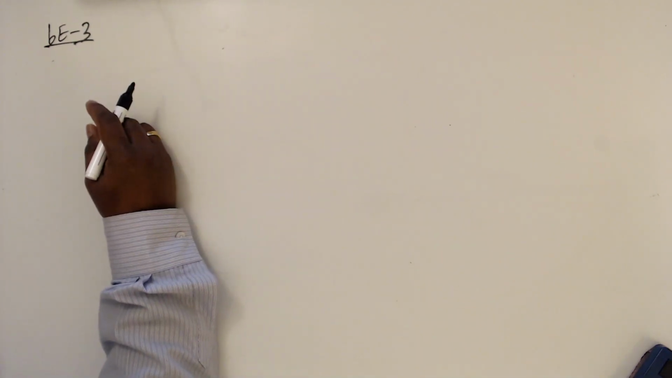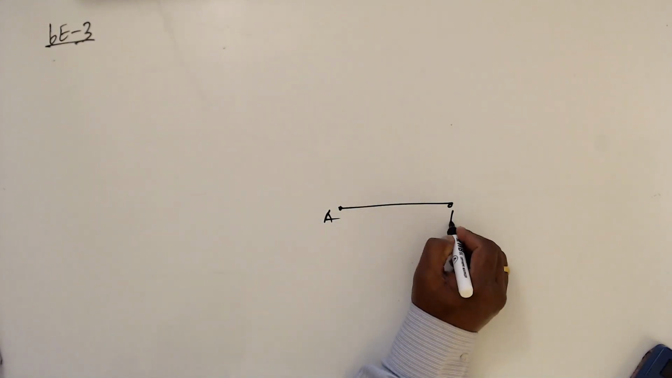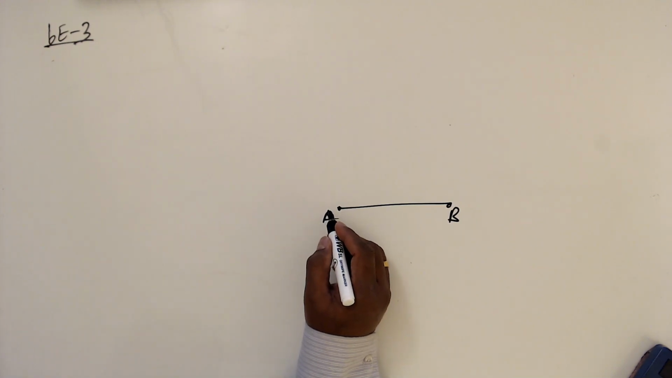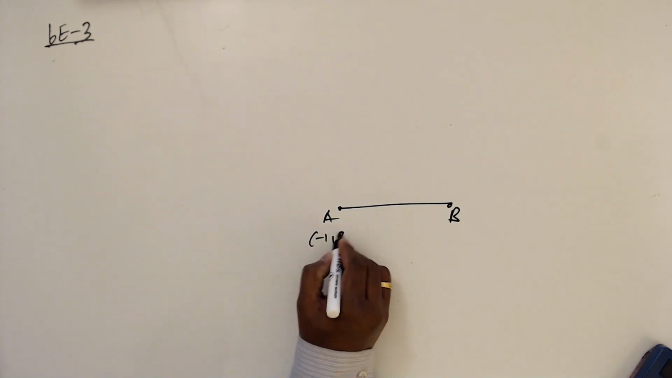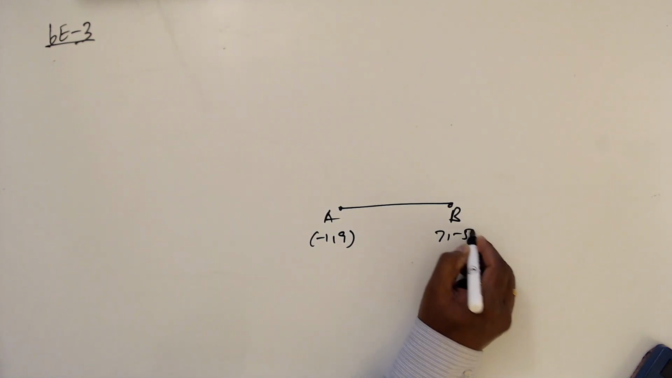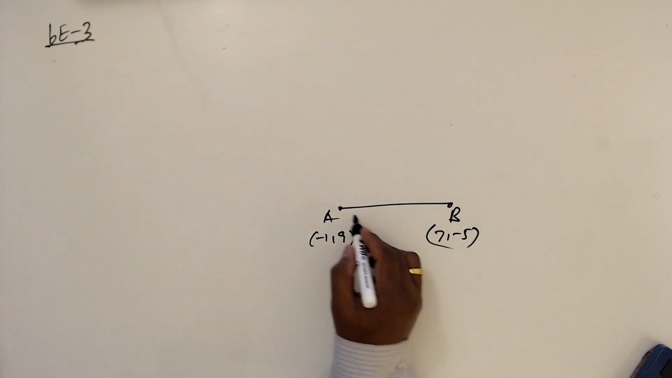Question number 3. The points A and B have coordinates: A is minus 1, 9, and B is 7, minus 5. Find the equation of the perpendicular bisector of the line segment AB. This is AB.